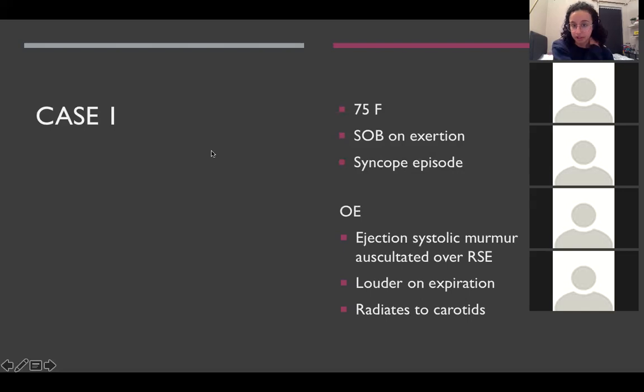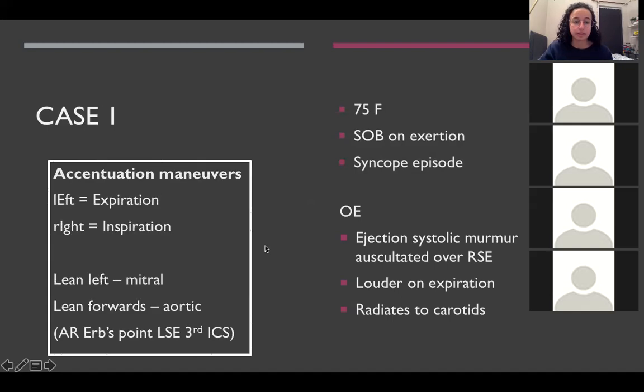So you do the examination and you're quite right. You hear a murmur. So it's an ejection systolic murmur auscultated over the right sternal edge, so in the aortic position. It's louder on expiration and it radiates to the carotid. So yeah, aortic stenosis, well done.